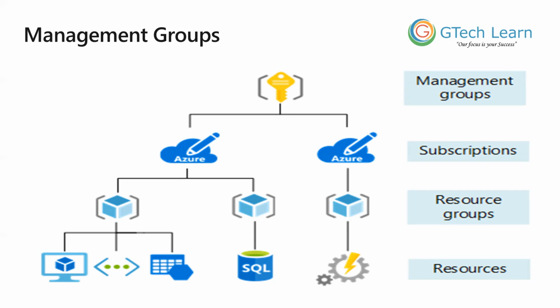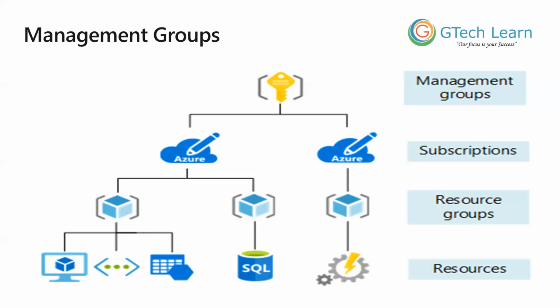What else we need to know about management groups? Okay, maximum 10,000 management groups can be supported in a single directory. That means you can create 10,000 management groups in a single directory. Also, a management group tree can have up to 6 levels of depth, which does not include the root level or the subscription level.